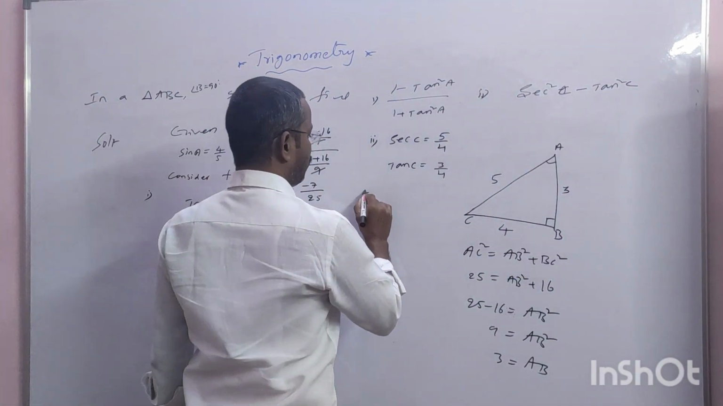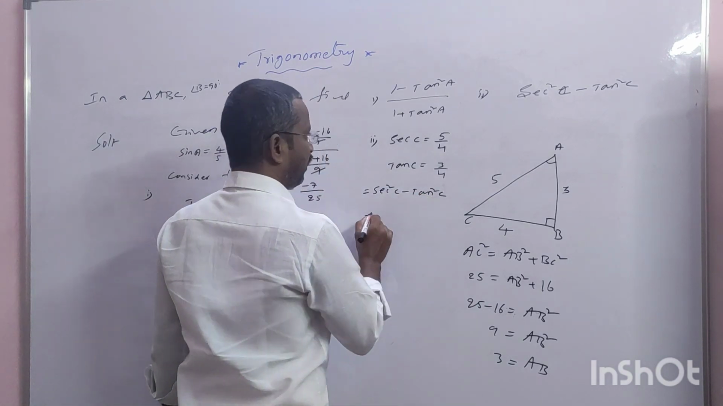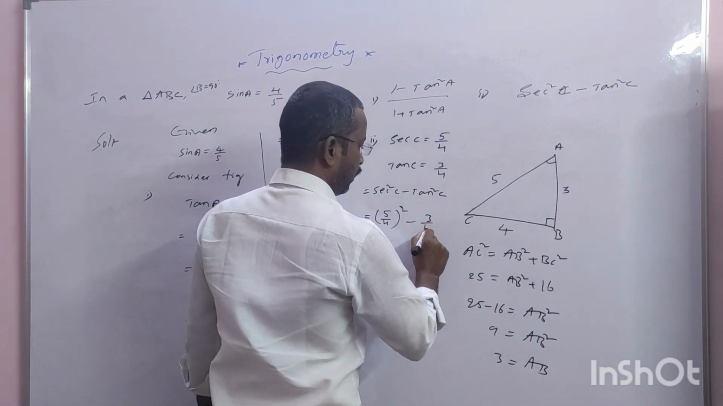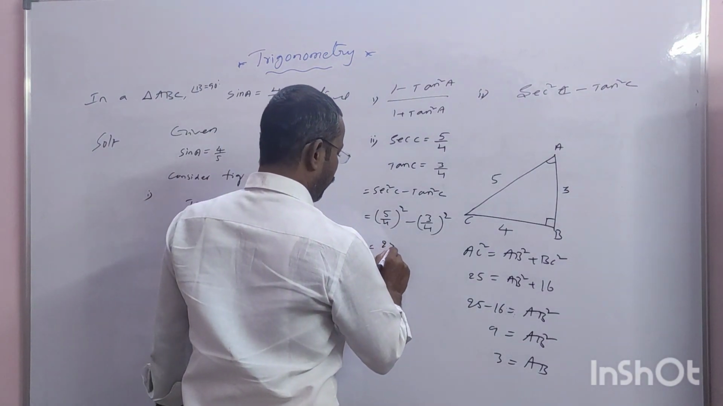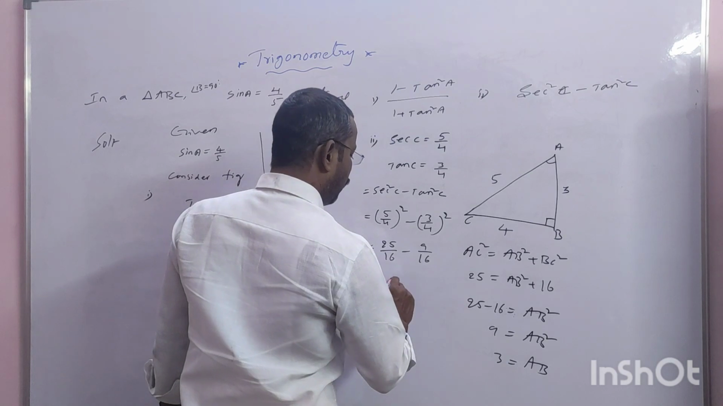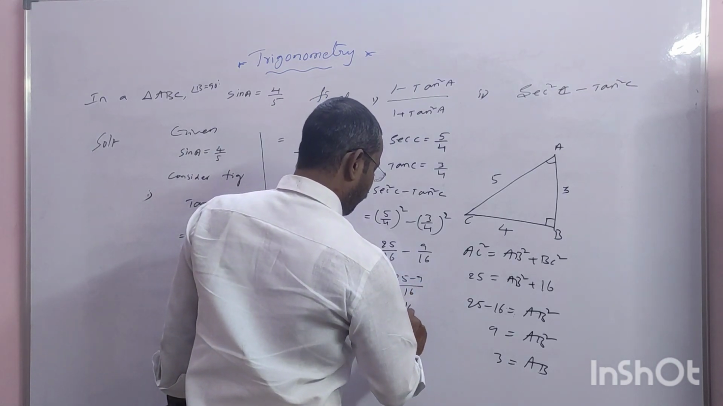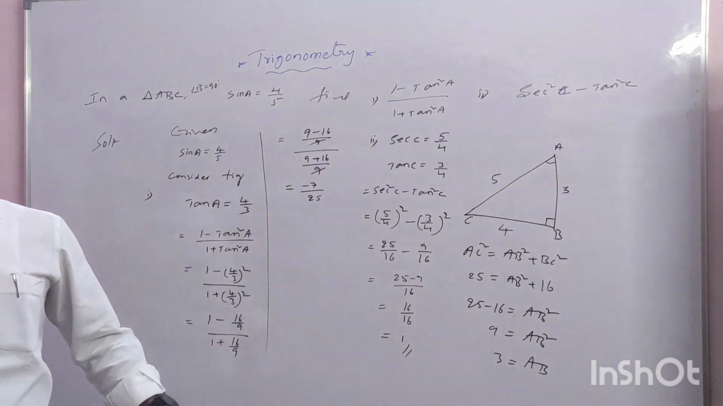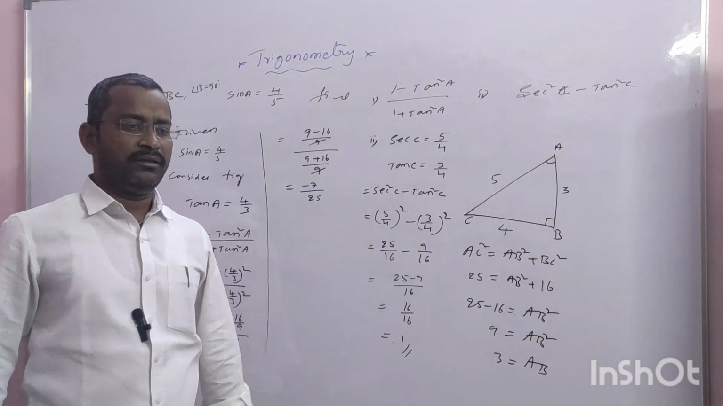Now elaborate the question. Sec square C minus tan square C. Sec square C means what, Nana? 5 by 4 whole square, 3 by 4 whole square. Next step, 25 by 16, 9 by 16. So what do you get usually? 25 minus 9 by 16, 16 by 16, that is equal to what do you get? 1. That's enough.